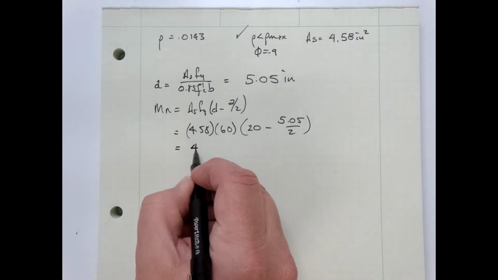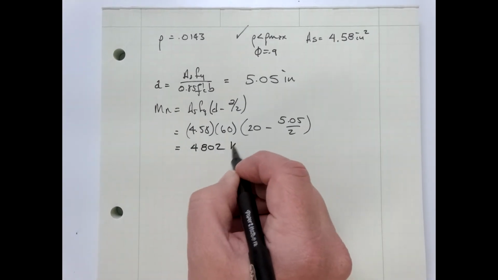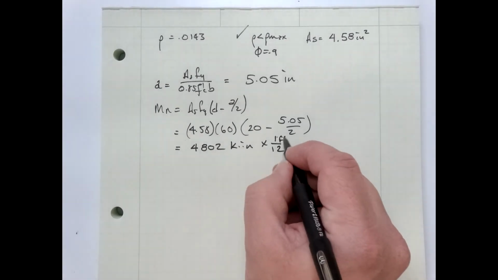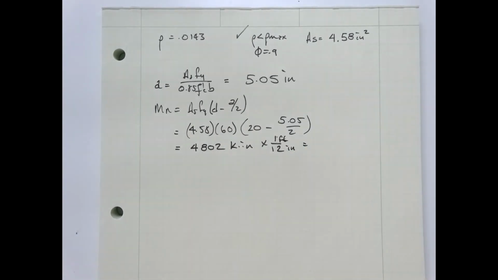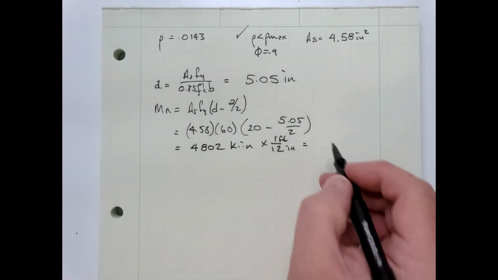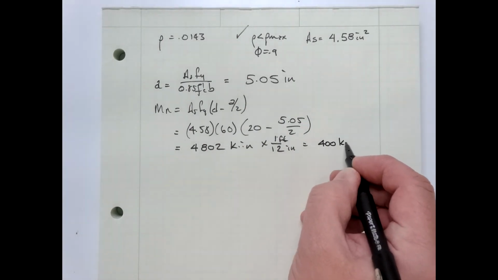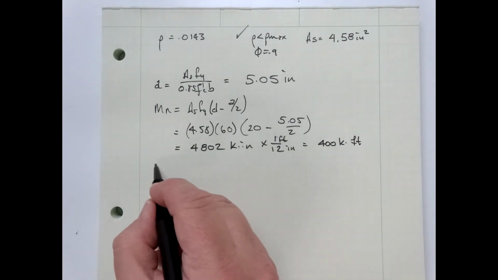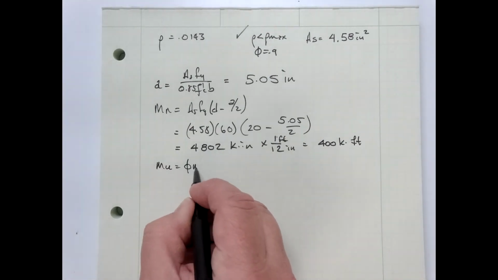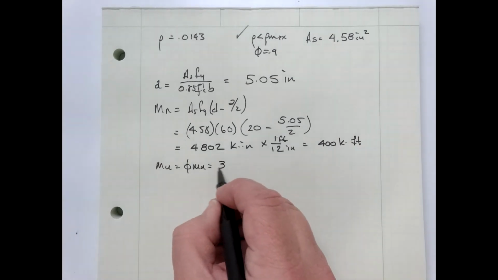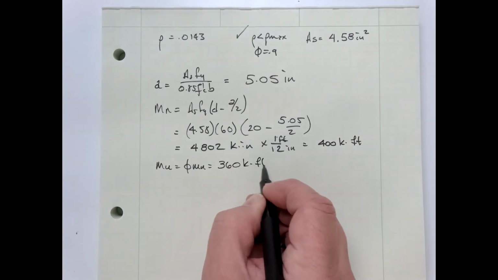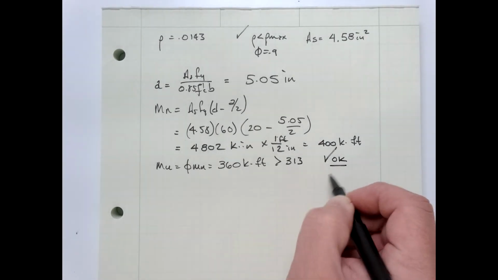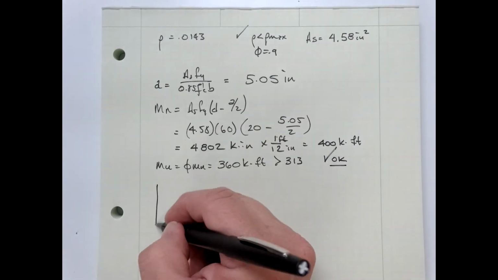Is equal to 4,802 kip inches multiplied by 1 over 12 to convert to feet. And that's 400 kip feet. And I multiply that by 0.9. I'll get 360 kip feet, which is greater than 313. Okay, then I can draw my beam.